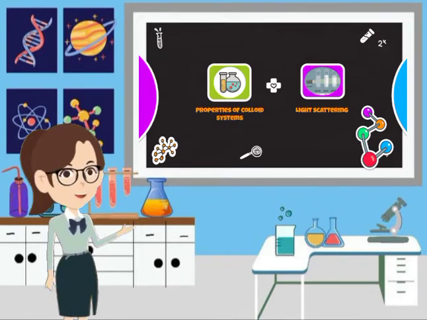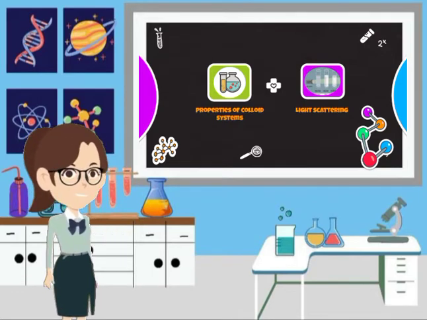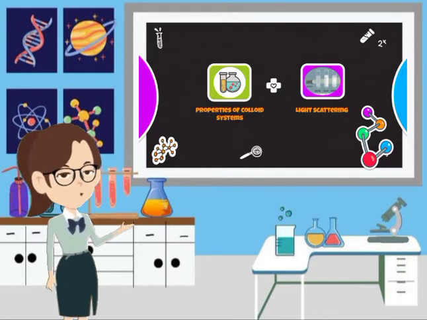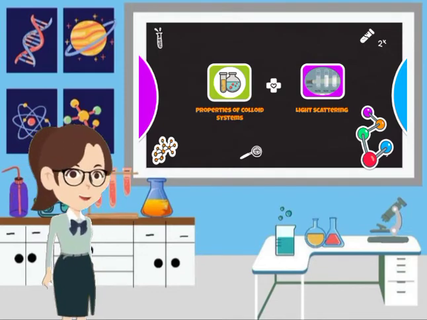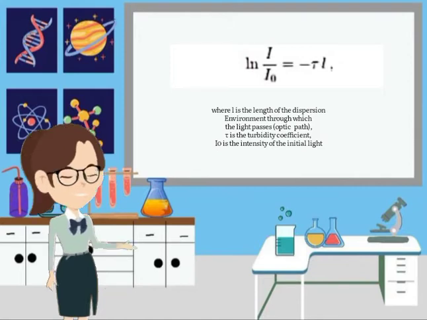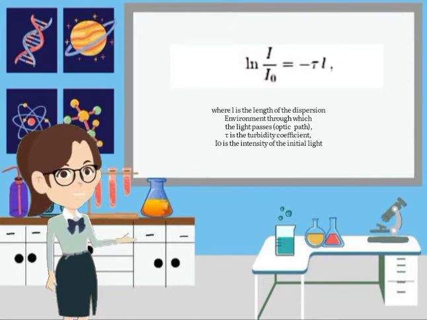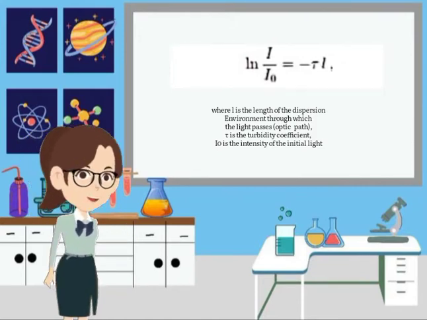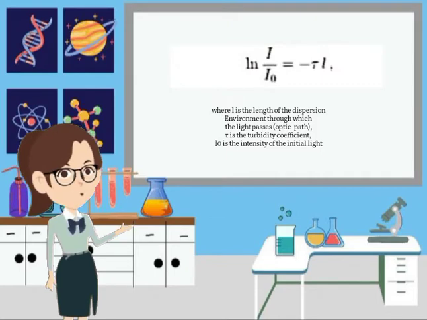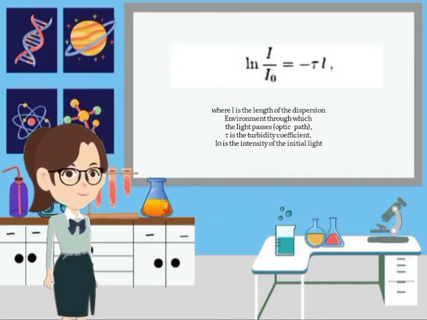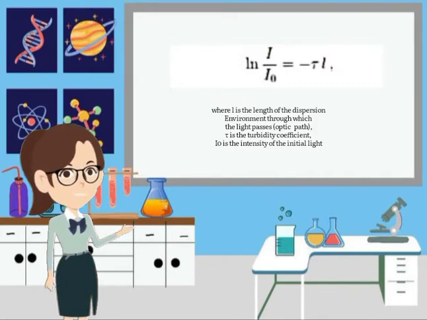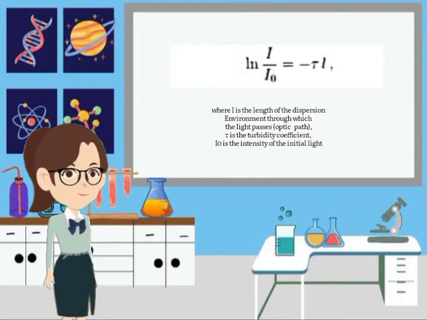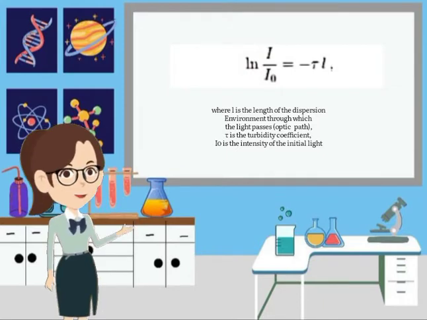For the intensity I of light passing through a dispersion environment, we write the relation, where L is the length of the dispersion environment through which the light passes, the optical path, tau is the turbidity coefficient, and I0 is the intensity of the initial light.